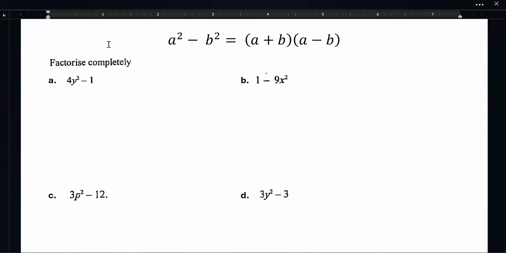So the identity is a squared minus b squared. The identity works when you have two terms, both of which are squares, and in between there should be a minus sign. If one satisfies all three conditions, yes, I can apply this identity as a factorization.